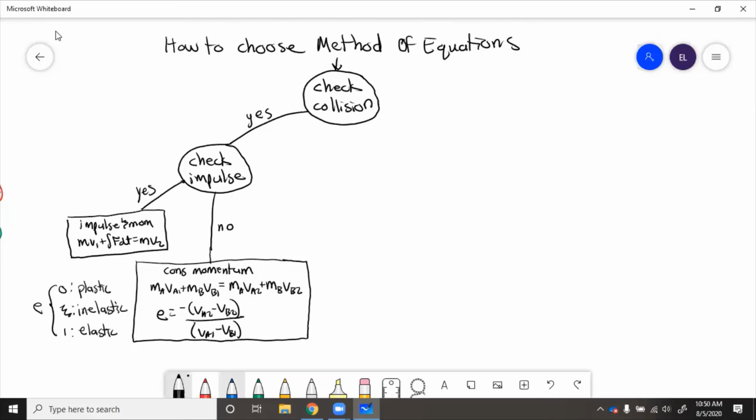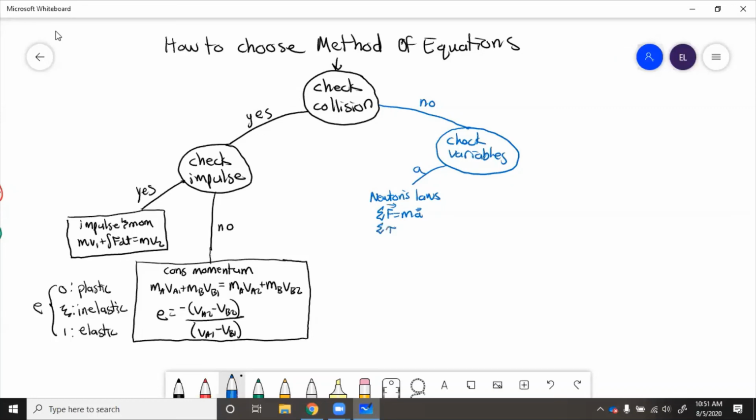All right, now if there was not a collision, then we have to check what variables are in the problem. So what kind of stuff is it asking us to find? Generally, if it asks for acceleration, then we use Newton's laws. Sum of the forces equals mass times acceleration. Sum of the torques equals moment of inertia times angular acceleration.